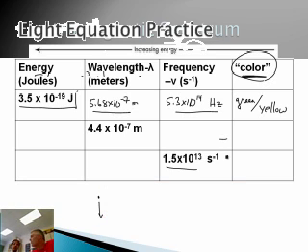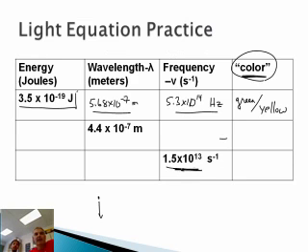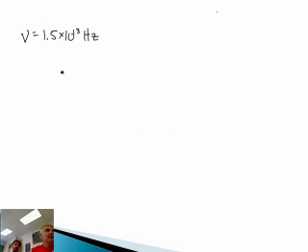Well, let's do one more example. Let's just do this last one. You've got to rearrange these equations, folks. Just plug and chug. So that's what we're going to do. We've got a frequency of 1.5 times 10 to the 13th, positive 13th.